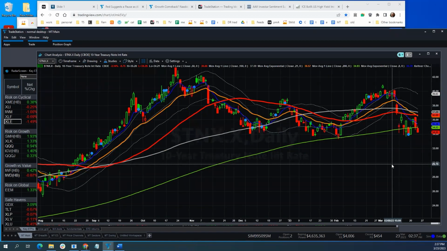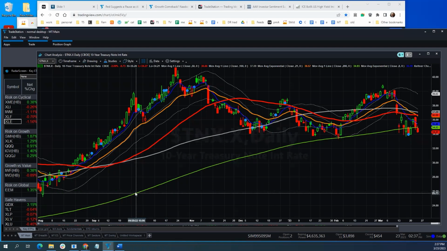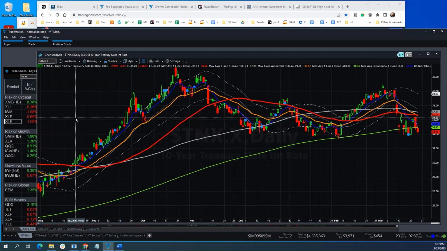There were probably a lot of people who were overweight a lot of the cyclical stuff and the value names. They were looking for yields to go higher. And this sharp change, I think, has probably just disrupted a lot of things. So, like I said, I think it's important to realize that this is really a very unusual environment.